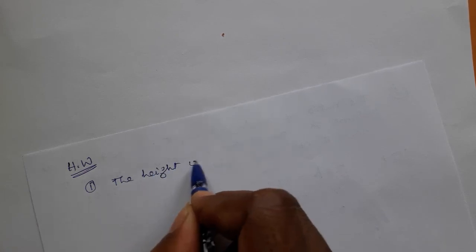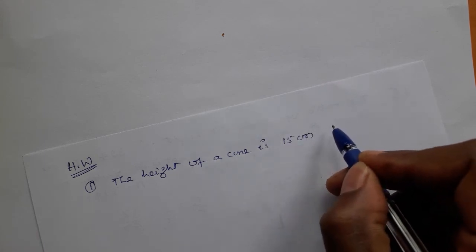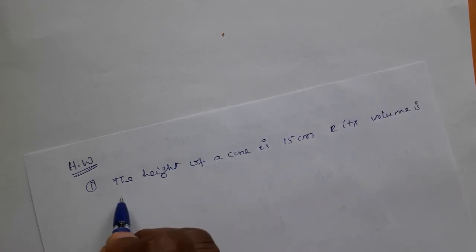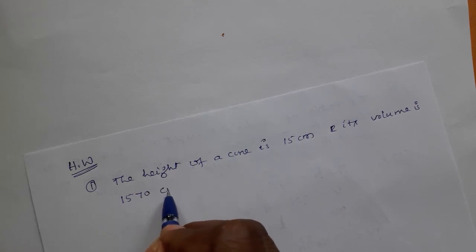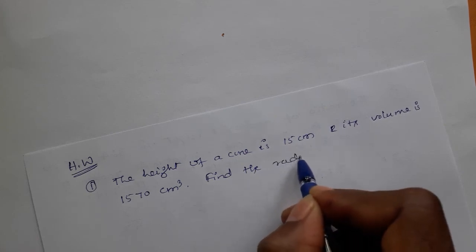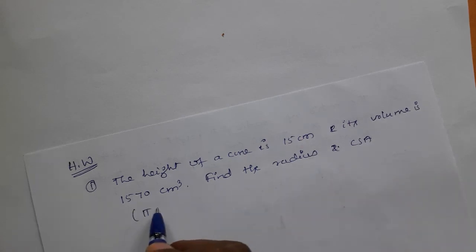So I give you some homework problems, just note down this and solve at home. The first one: the height of a cone is 15 centimeter and its volume is 1570 centimeter cube. Find the radius and curved surface area. The pi value is 3.14.